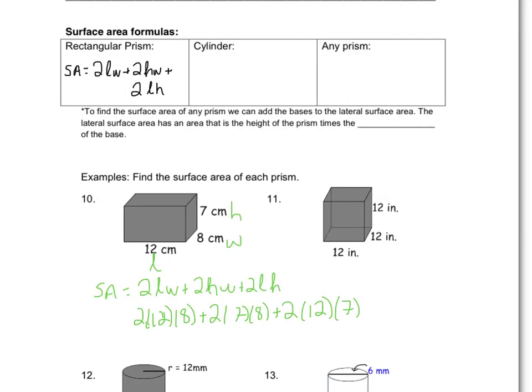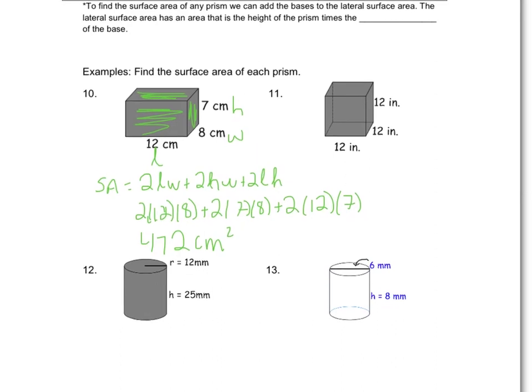So I have the product of 12 and 8, the product of 12 and 7, and the product of 7 and 8, so that I make sure that I found both the front side, the left and right side, and the top and bottom. And I get 472. So my surface area is 472 centimeters squared, because that's the surface of all 6 of my faces.